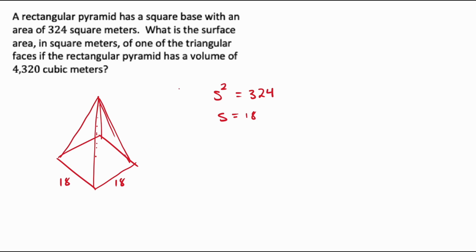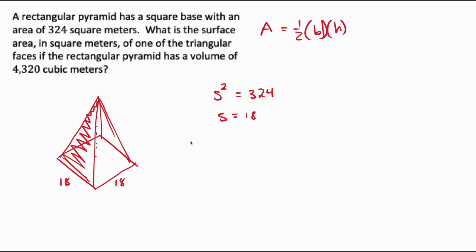So basically what we're looking for in this problem for our actual solution is the area of one of these triangular faces. So how are we going to find that area? Well, we know that the general area equation for a triangle is going to be 1/2 base times height. So in this case, we know that the base of this triangle is 18, but what we're looking for to be able to solve for the area is going to be the height of one of these triangles. So the first step in figuring that out is figuring out the height of the pyramid.